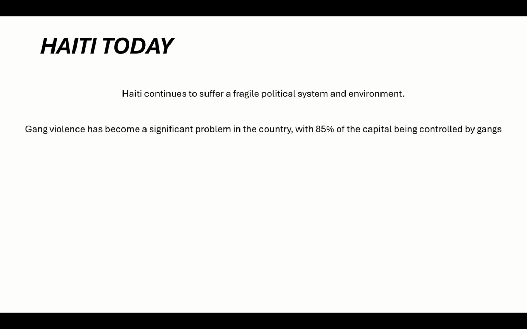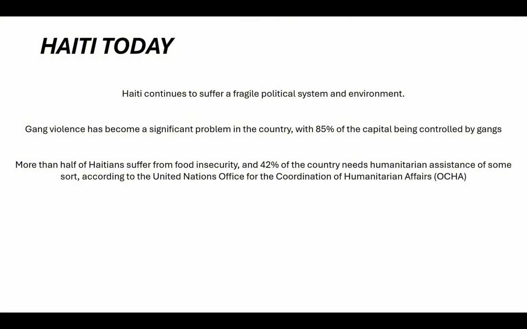So Haiti today. Haiti continues to suffer a fragile political system and environment. Gang violence has become a significant problem in the country, with 85% of the capital being controlled by gangs. More than half of Haitians suffer from food insecurity, and 42% of the country needs humanitarian assistance of some sort, according to the United Nations.